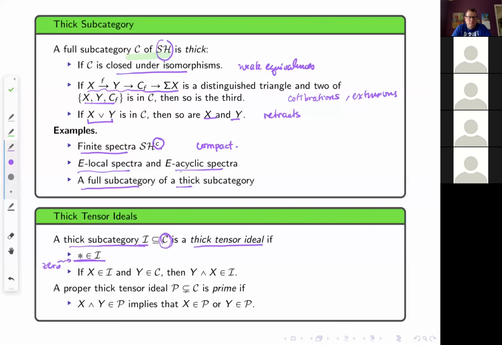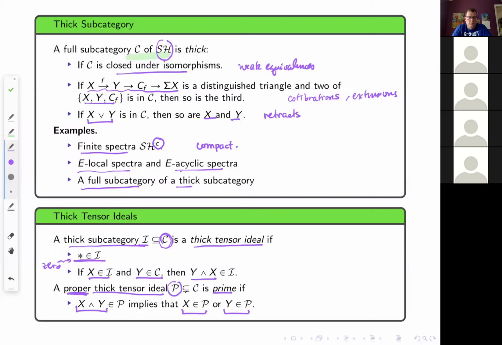Okay. And it's closed under outside multiplication. So if X is in I and Y is in C, then Y times X is in I. So it's exactly what you would think for the definition of an ideal. And suppose this thing is proper. So suppose you have a proper thick tensor ideal. I'm going to call it P because I'm about to define what it means to be prime. Then you're going to be prime if, well, exactly what you think: if the product of two things is in the ideal, then X is in P or Y is in P.